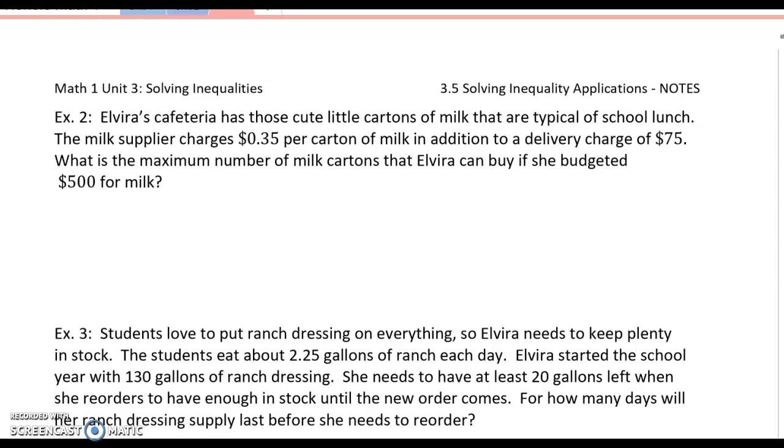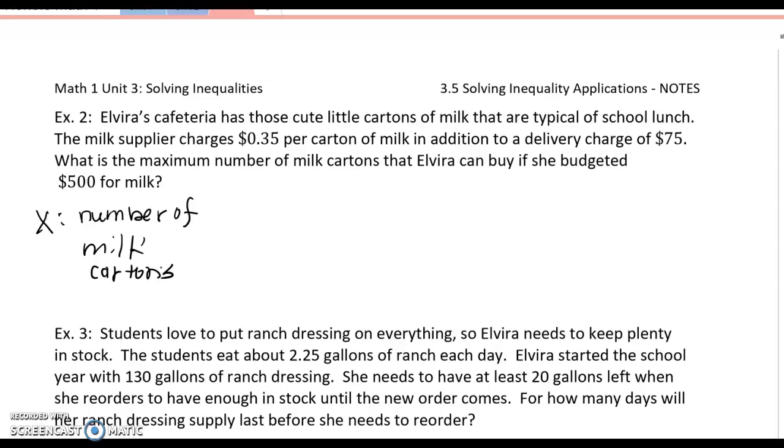All right, so again, we're going to define our variable. In this case, we're going to let x represent what we're looking for, the maximum number of milk cartons. All right, so now we need to write an inequality.